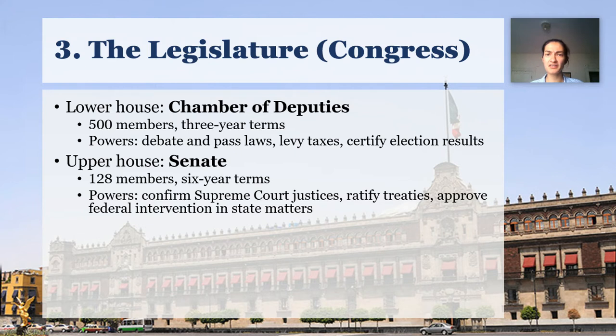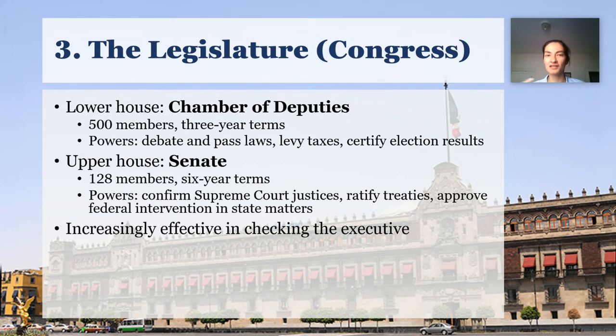Up until 1997, the PRI predictably dominated legislative elections, but in 1997, for the first time in Mexico's post-revolutionary history, since the rise of the PRI, a majority in the Chamber of Deputies belonged to political parties other than the PRI. And so that suddenly started this era in which the legislature actually started exercising its powers to check the executive.